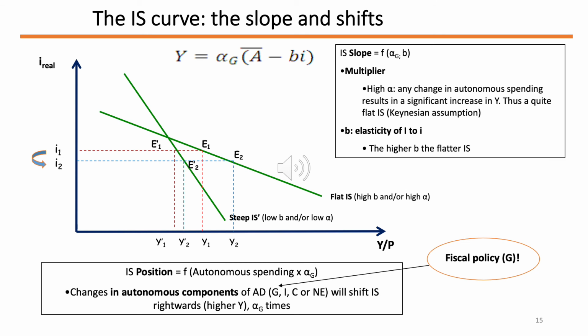That's why it's so important. So how are we going to use the IS curve? Mainly to assess the effects of changes in capital G, in the level of government spending, in fiscal policy.